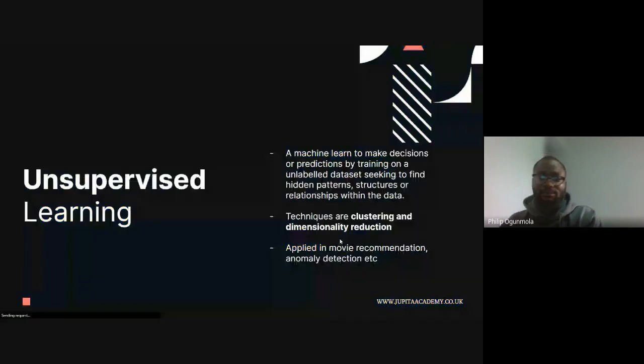So when we're talking about unsupervised machine learning, remember that in supervised machine learning, I told you that the datasets have a label, a target variable, which we are trying to achieve. Under unsupervised machine learning, the machine learns to make decisions or predictions by training on unlabeled datasets, seeking to find hidden patterns, structures, or relationships within data. Let me explain this for you. In a situation where we just throw data at a machine, or we just want to train a machine to find patterns and come up with conclusions.